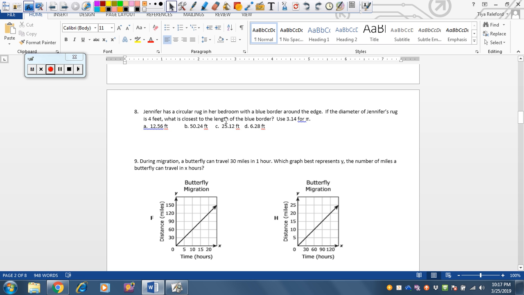Number 8, we did this problem yesterday. So if you go back and look at yesterday's video or yesterday's notes, it might help you. Your keyword is going to be circle and border.